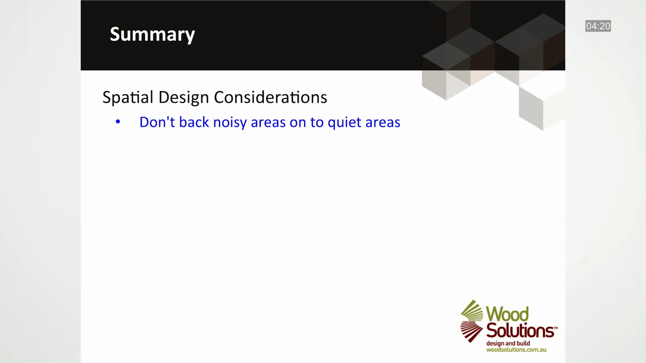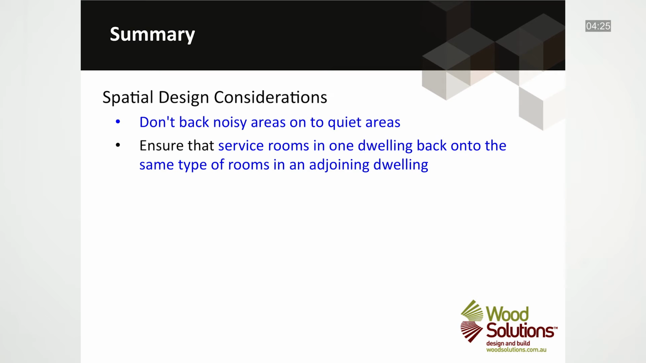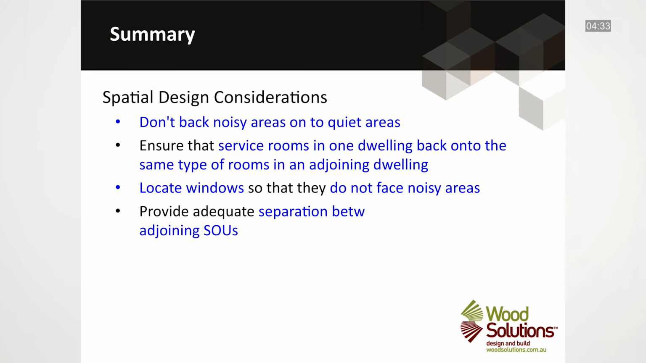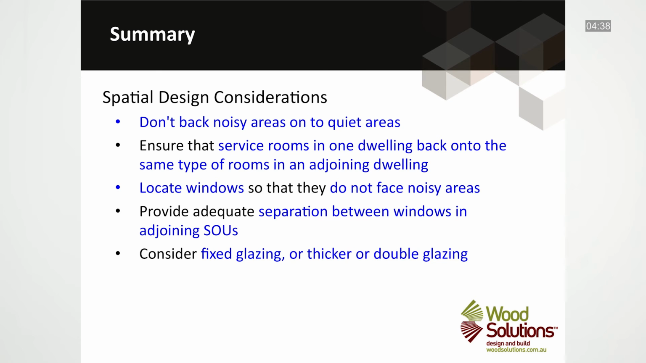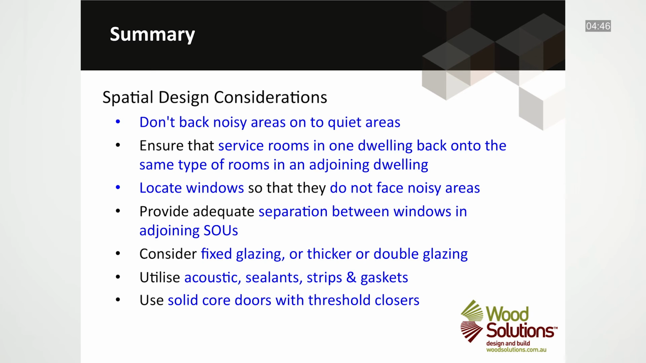So in summary, some of the key spatial design considerations include: don't back noisy areas onto quiet areas. Try to ensure quiet areas match quiet areas. Ensure that service rooms in one dwelling back onto the same type of rooms in an adjoining dwelling. Locate windows so that they do not face noisy areas. Provide adequate separation between windows in adjoining SOUs. Consider fixed glazing or thicker or double glazing. Utilise acoustic sealant strips and gaskets. Use solid core doors with threshold closers. And take care in locating and detailing service pipes to control sound transmission.